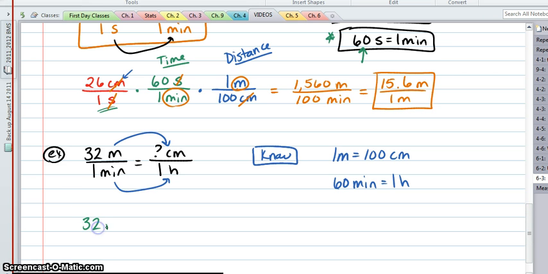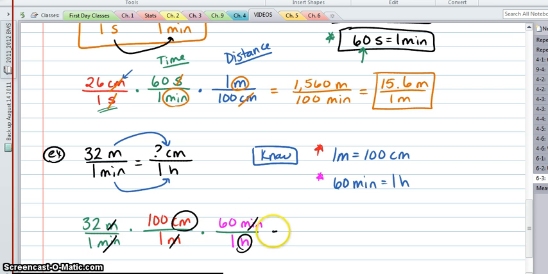We will start with 32 meters per minute. I'm going to use my distance rate first, because why not? 1 meter per 100 centimeters. And then I'm going to go ahead and use my time unit, and I have minutes in the denominator, so let me put minutes in the numerator so that those units cancel out. Meters and meters, minutes and minutes. I'm left with centimeters per hour. Voila. Here I already have a unit rate, 1 hour, and you get 192,000 centimeters per hour.